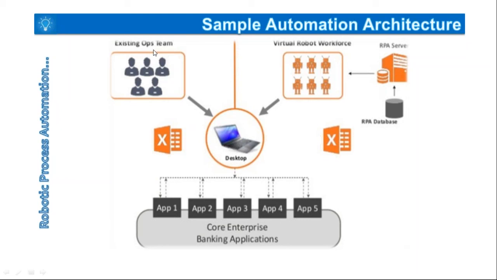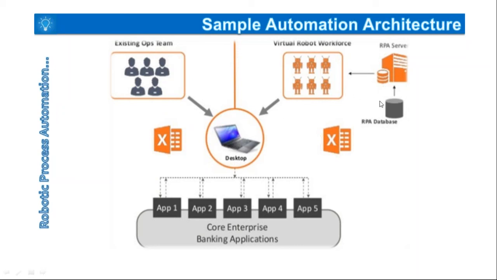Let's take an example. What does a human do? He gets a list of invoices and performs the work with an application. At the end of the day, he sends one report to management in the form of Excel. He has to send the status of all the invoices: invoice number one, whether it was paid or not; invoice number two, whether it was denied or not. So the human enters everything manually, and at the end of the day sends a mail to the respective team members.